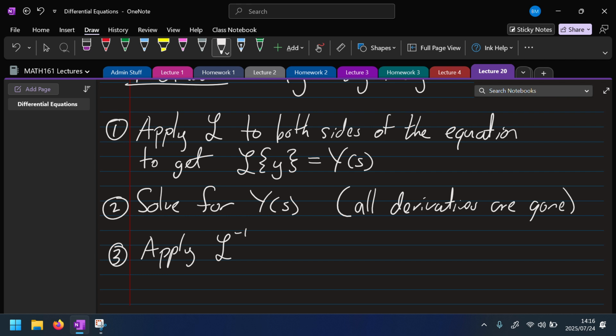So we solve for capital Y of s, and then finally, step 3, apply the inverse Laplace transform to both sides. The inverse Laplace transform of capital Y will just take us back to the little y, which is our solution. Once you do the inverse Laplace transform, you get back your little y, which is the solution. So just 3 steps: apply the Laplace transform, you get your capital Y, solve for that, and then apply the inverse.